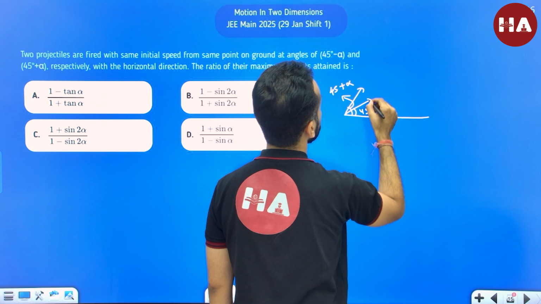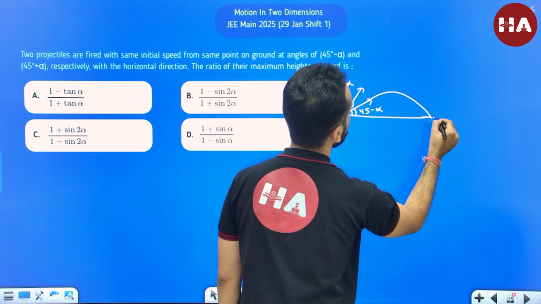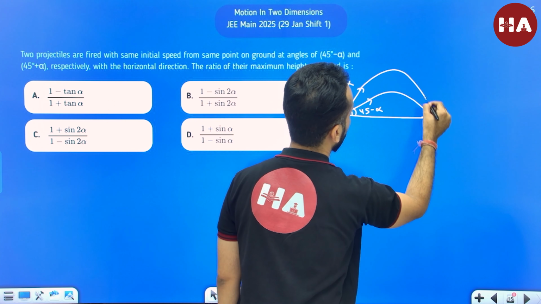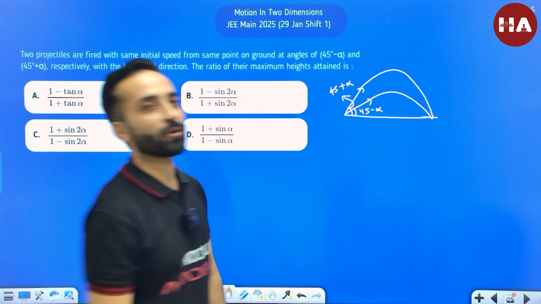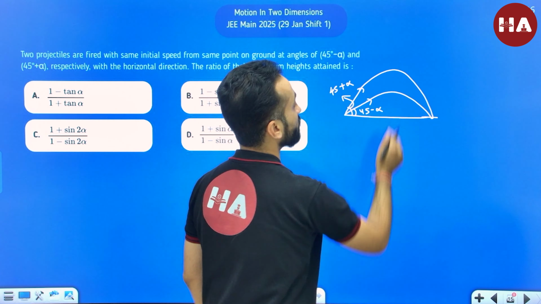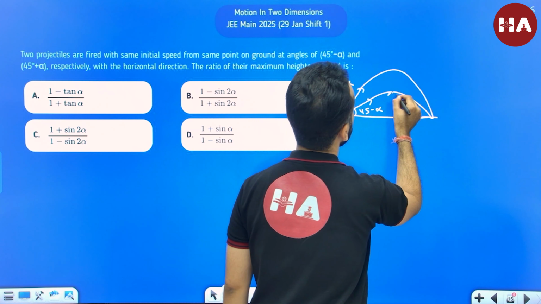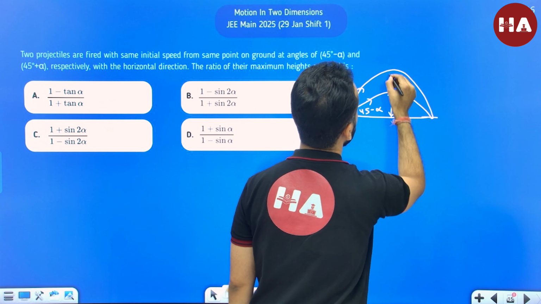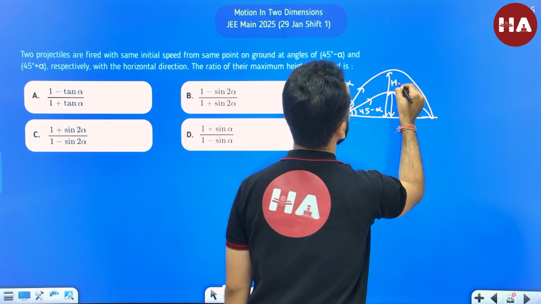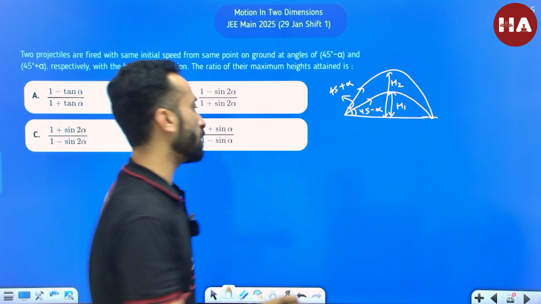Since these are complementary angles, they both will land at the same point, hence the range of both the projectiles is going to be the same. If they would have asked the ratio of the range, then the answer would have been 1:1. But they have asked us the ratio of their maximum heights. Of course you know the formula for maximum height.